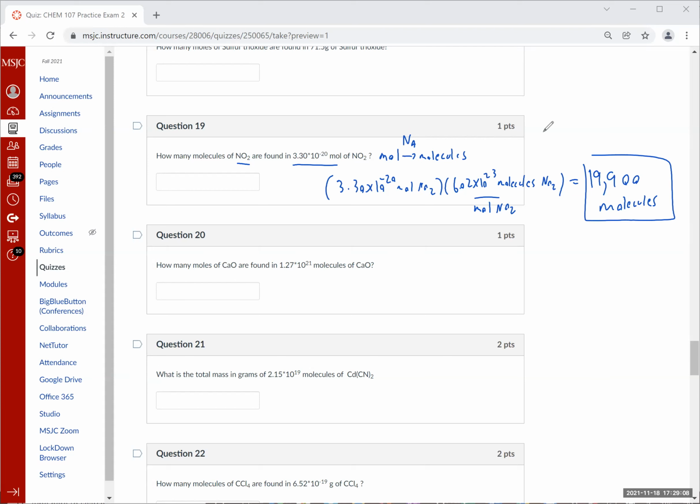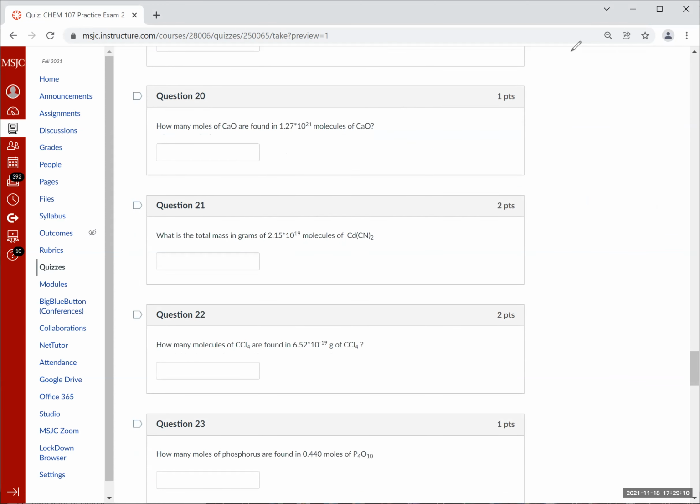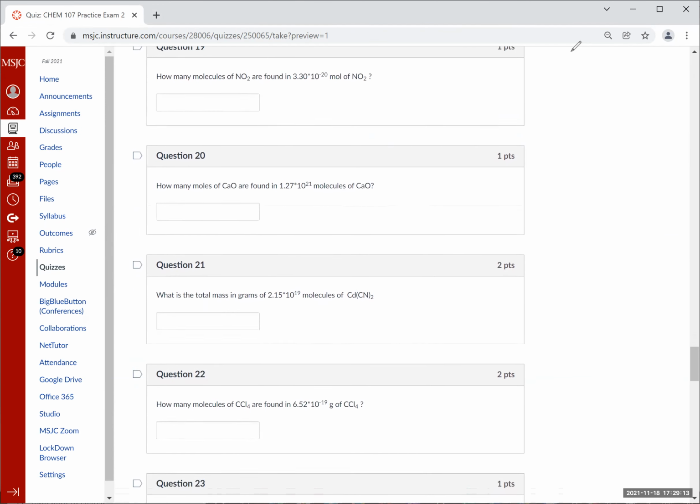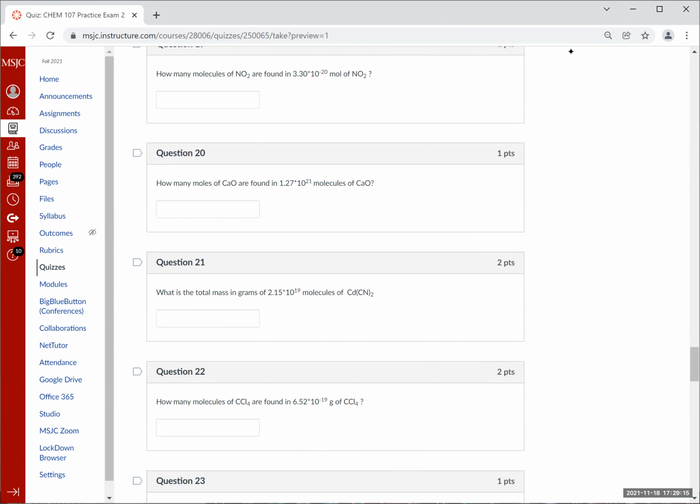Okay, let's look at an example of a molecule to mole conversion. In this case, we're going to use Avogadro's number once again. So if we have 1.27 times 10 to the 21st molecules of calcium oxide, we know in 1 mole of calcium oxide, we have 6.02 times 10 to the 23rd molecules. Molecules cancel, we're left with moles. Unit analysis checks out here.